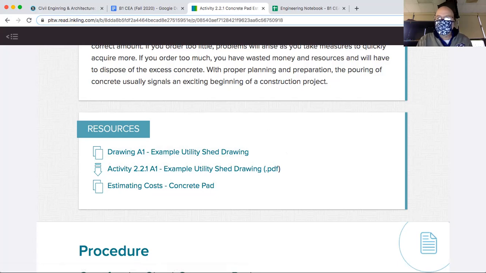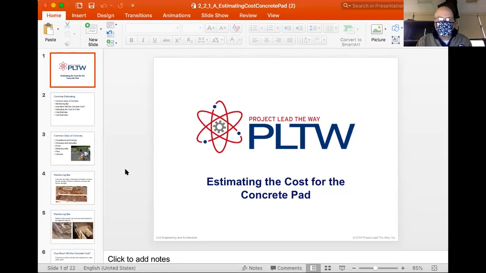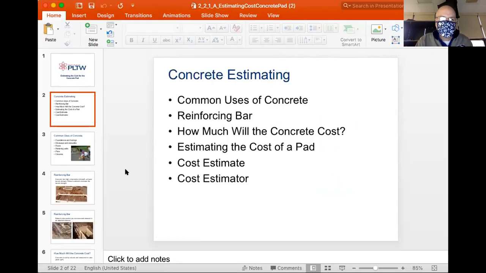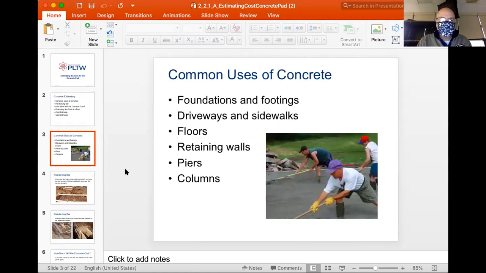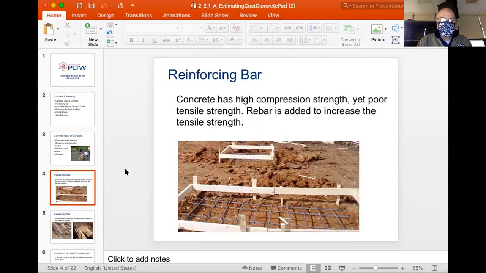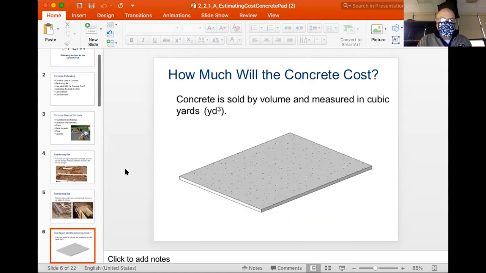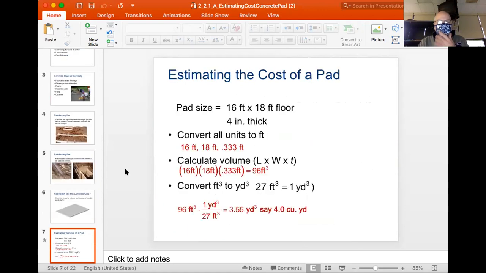Now, let me see if I can share the PowerPoint. Let me stop share. Hi, it's me again. Share screen. The PowerPoint for this assignment that, of course, you take notes on. This is a table of contents for the PowerPoint. You don't need to take notes on that, but you do need notes on this, on this, on this. On this, and then not necessarily on this.